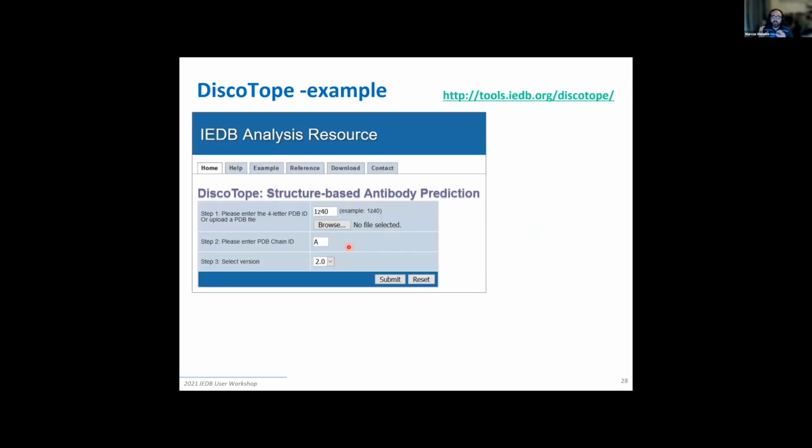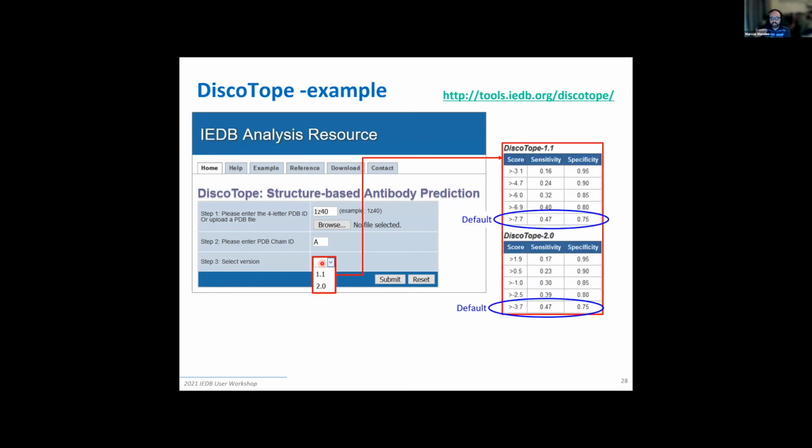So now we have your protein, your chain A, and you select the version over here. IEDB suggests using the 2.0 version. The scores are different if you're using DiscoTope 1.1 and DiscoTope 2.0. The first one has minus 7.7 as the default score, and for 2.0 it is minus 3.7. But the sensitivity and the specificity are the same. Only the score value is changed, so you need to pay attention to that.